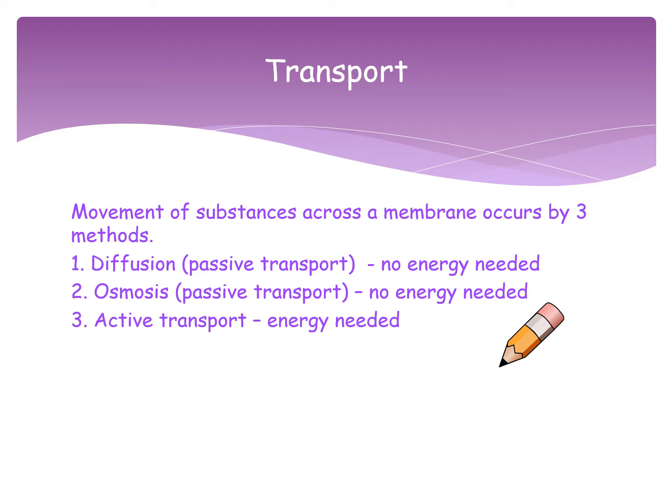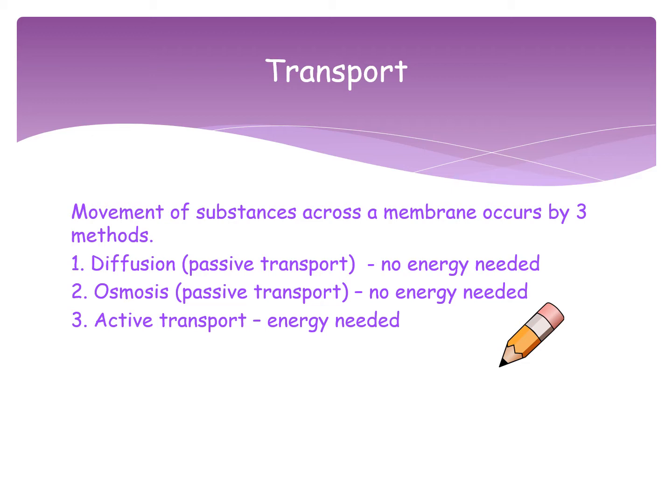So you've got diffusion, which is passive transport, and no energy is needed. You've got osmosis, which is passive transport, no energy needed. And then you have the third one, which is active transport, and energy is needed for that one. So you've got your 2 passive transports and your 1 active transport.